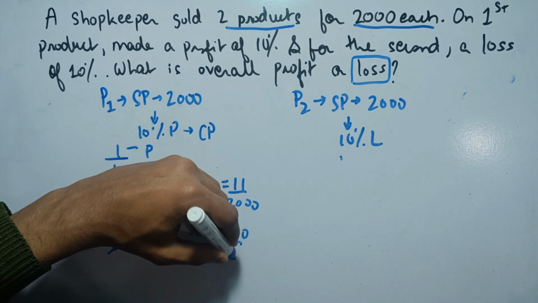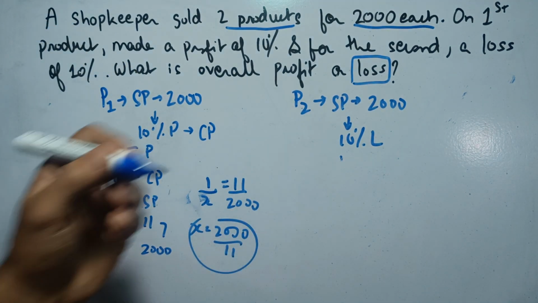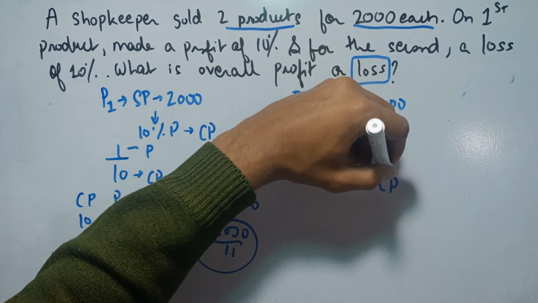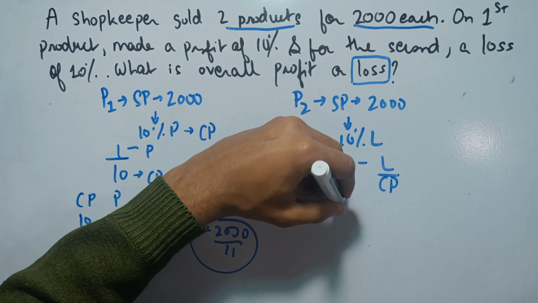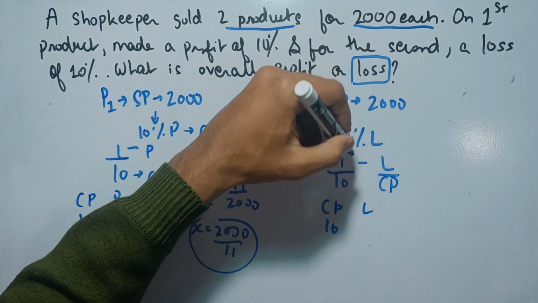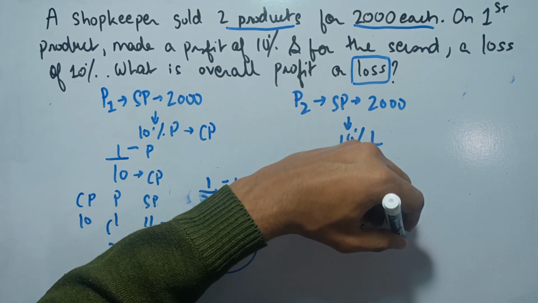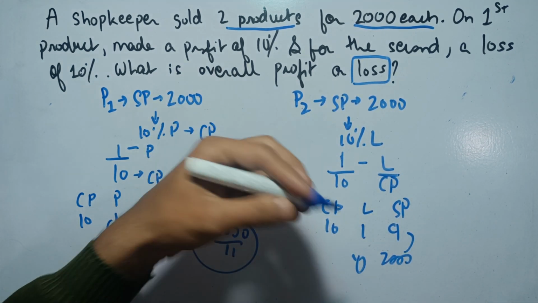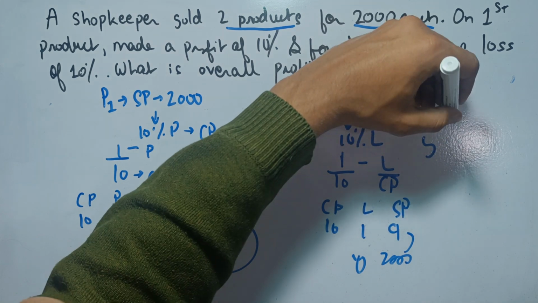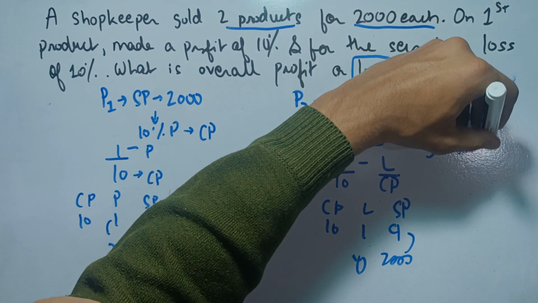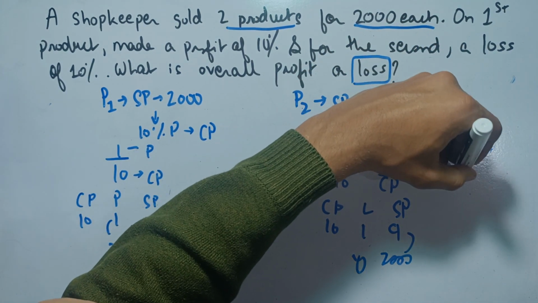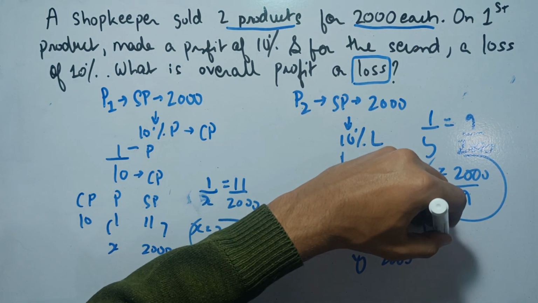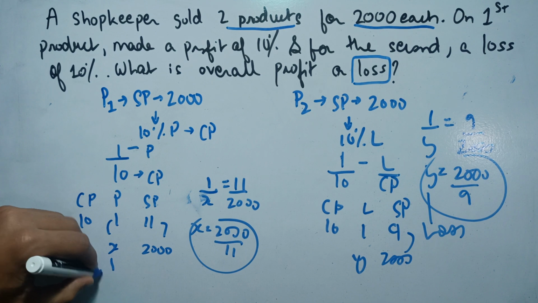We are getting the same number again, and we'll again go for loss. What is the fraction of 10%? 1 by 10. Loss is calculated upon CP, so CP would be 10, loss is 1, so the selling price would be 9. But in our case it was 2000. We would take the loss as y. So again the fraction would be 1 upon y is equal to 9 by 2000, or y would amount to 2000 divided by 9. So y is the loss and x is the profit.